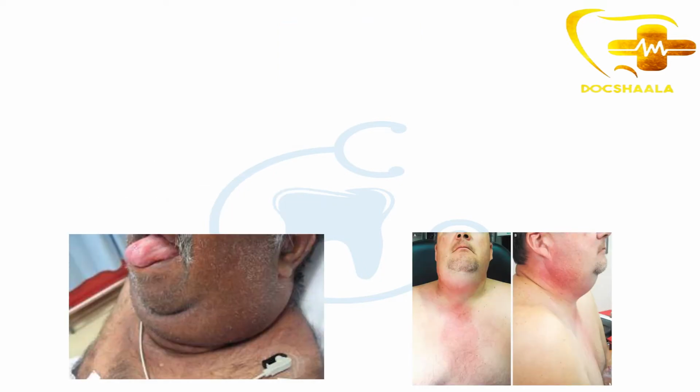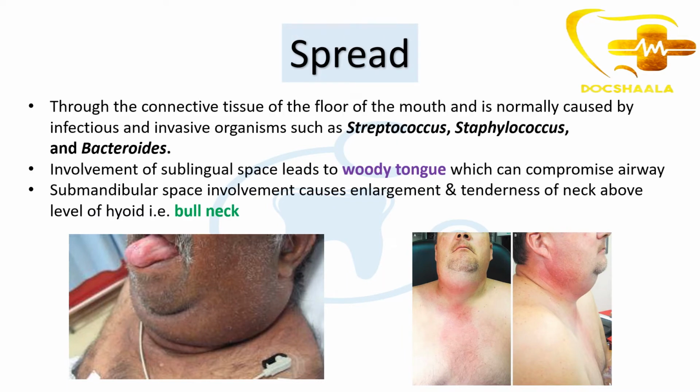You can appreciate the images here, right? The tongue here and the spaces involved, like the submandibular space and submental space, and how the swelling is occurring in the throat. The spread is through the connective tissue of the floor of mouth and is usually caused by infectious and invasive organisms such as Streptococcus, Staphylococcus and bacteroides.